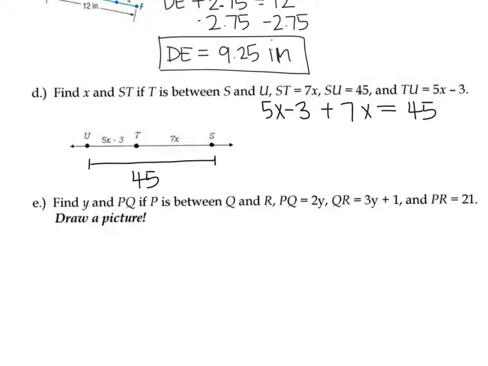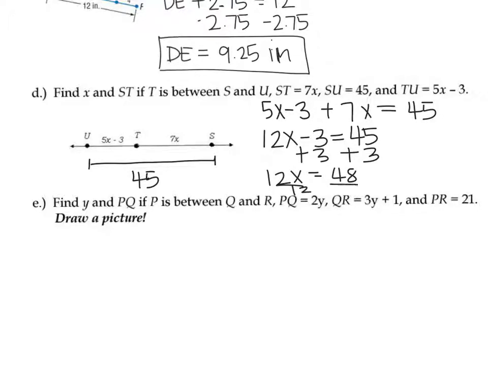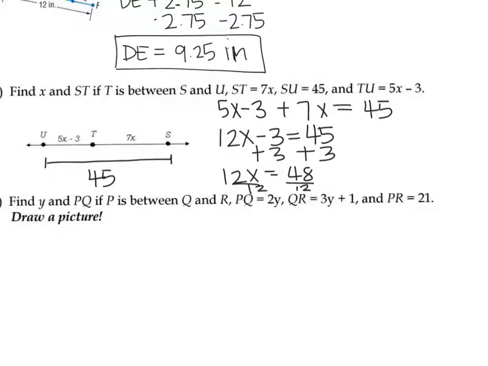So my first step is going to be to find x, because if I know x, I can find the length of ST. So combining like terms here, 5x plus 7x is going to give 12x minus 3 equals 45. And we're going to add 3 to both sides, so we get that 12x equals 48. Then we're going to divide by 12. So we're going to get that x equals 4.